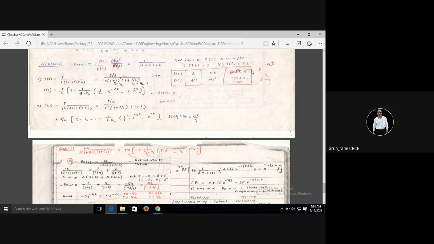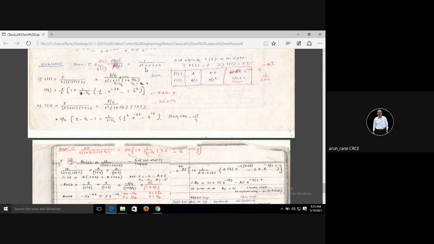And if it is e raised to minus at, Laplace of e raised to minus at, this is given. That is nothing but 1 upon s plus a. So again you will factorize this s square plus 3s plus 2.